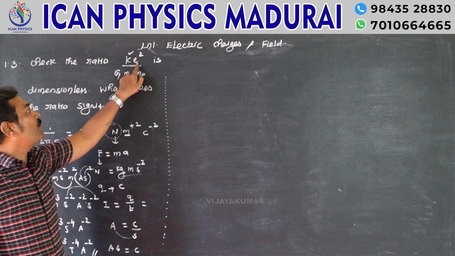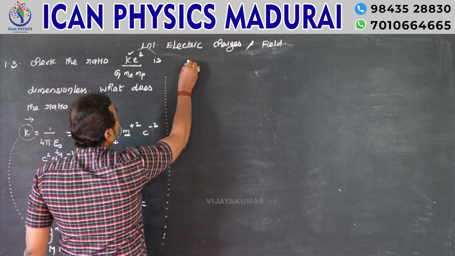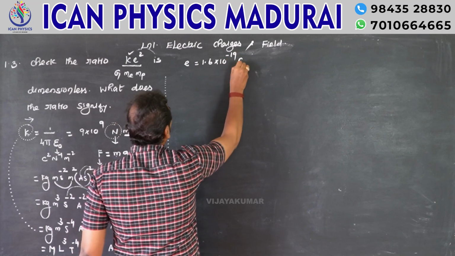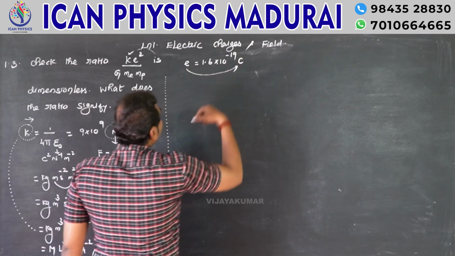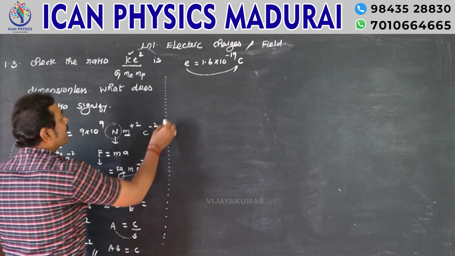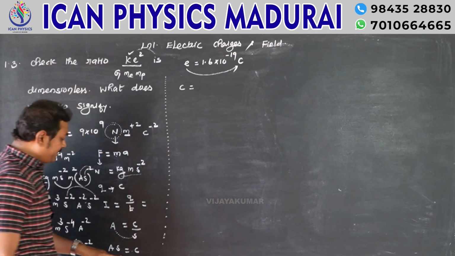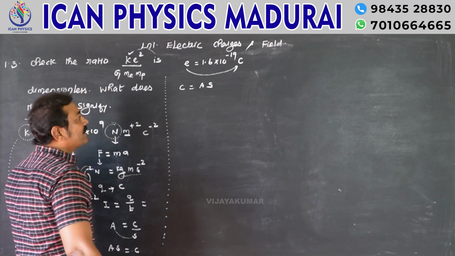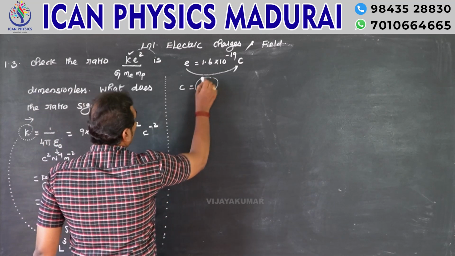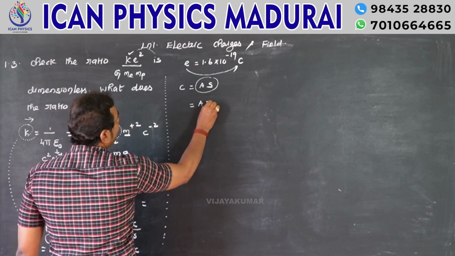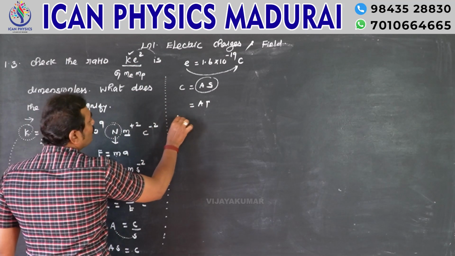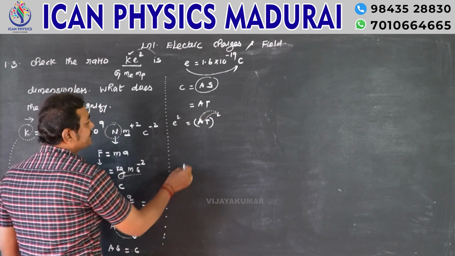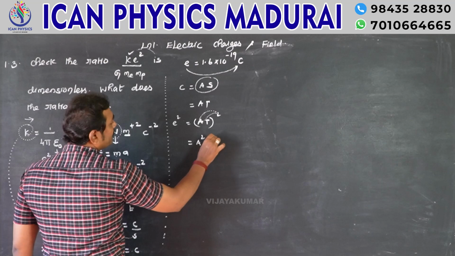What is the second quantity? That is e. The value of e is 1.6 into 10 to the power minus 19 Coulomb. The unit of charge is Coulomb. Just now we have studied that the equivalent unit of Coulomb is ampere second. Now convert ampere second into dimensional formula. That is AT. Here we have e squared, so AT squared. The square is common to the first term and the second term, so A squared T squared.